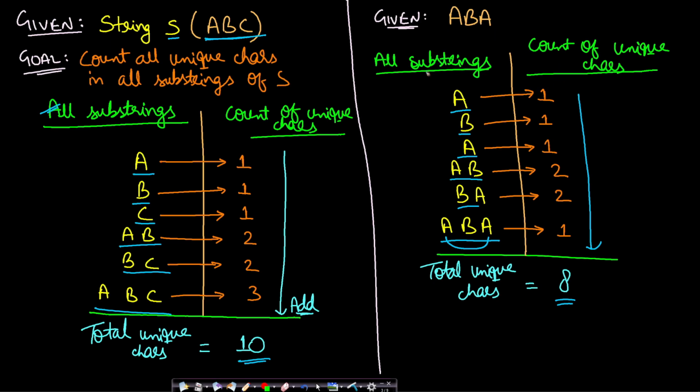So I hope you understood the problem statement, and the simplest approach can be to just generate all possible substrings of a given string, count all the unique characters and add them up to get the result. But that will take a lot of time, since you already know that for an n length string you will have order of n square substrings, and the minimum time will be n square.